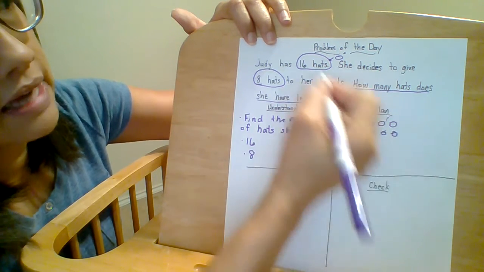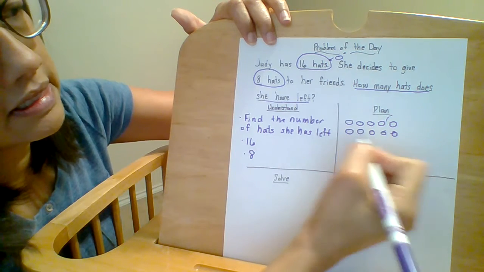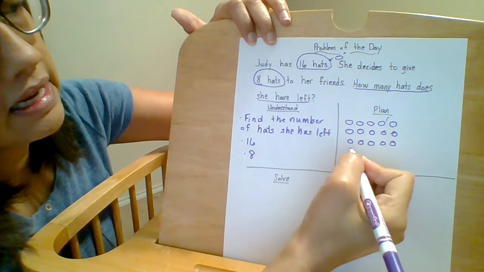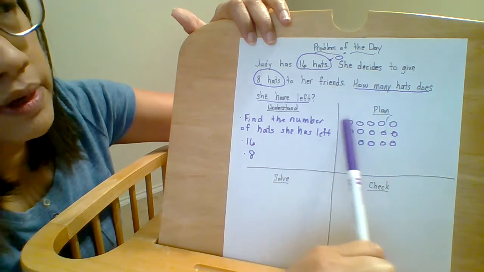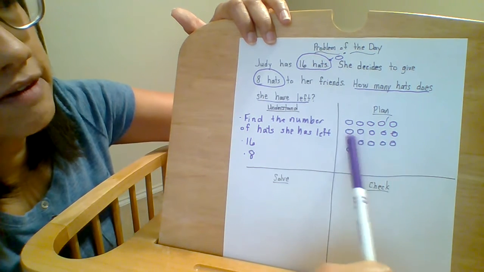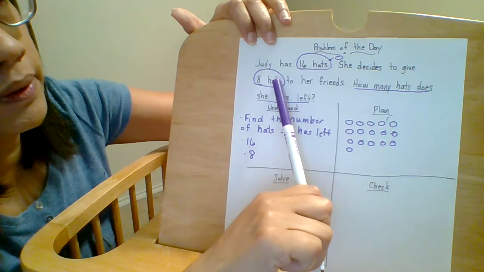I have to do 16. I have 10, so I need to do 16. So 10, 11, 12, 13, 14, 15, 16. See, if you do it organized, you can see how much you have. So now I can count by fives: 5, 10, 15, 16, to check and make sure I'm correct.